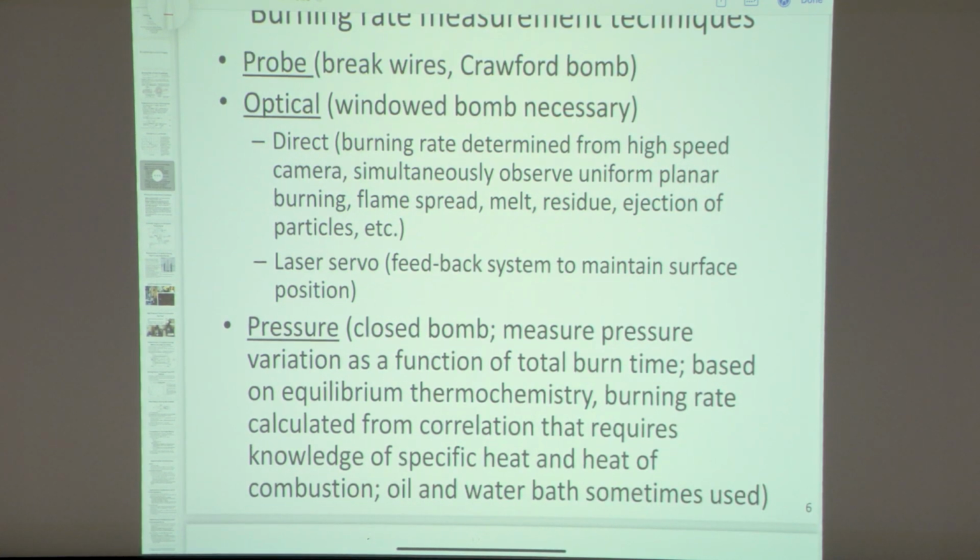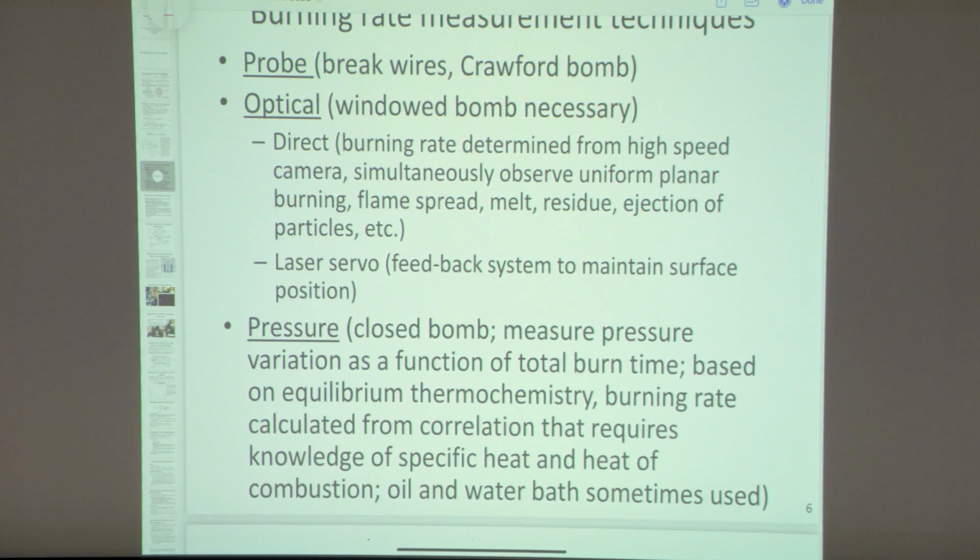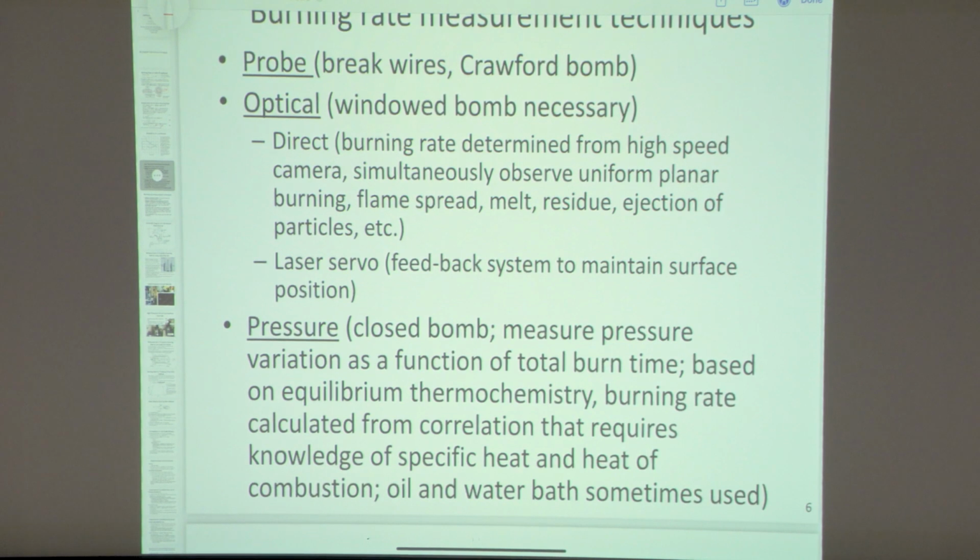An improvement or variation on the probe technique is to use optical measurements, where I also visualize the burning as it propagates down and watch the surface. One of the advantages there is I can actually see whether it is burning as a one-dimensional flame, or whether the surface is non-linear, for example if it looks like it's propagating in cracks. So there you obviously need to use a window bomb. This is a direct measurement.